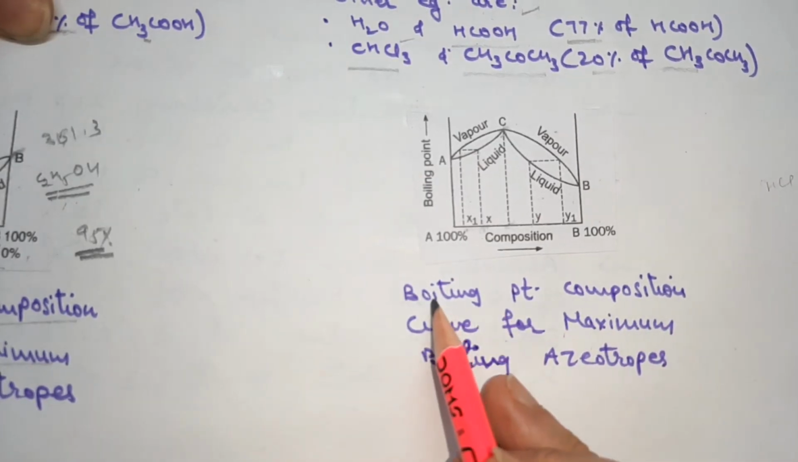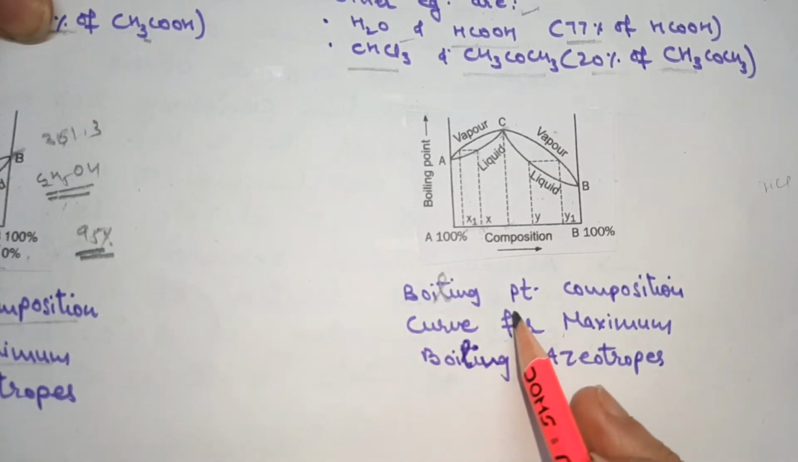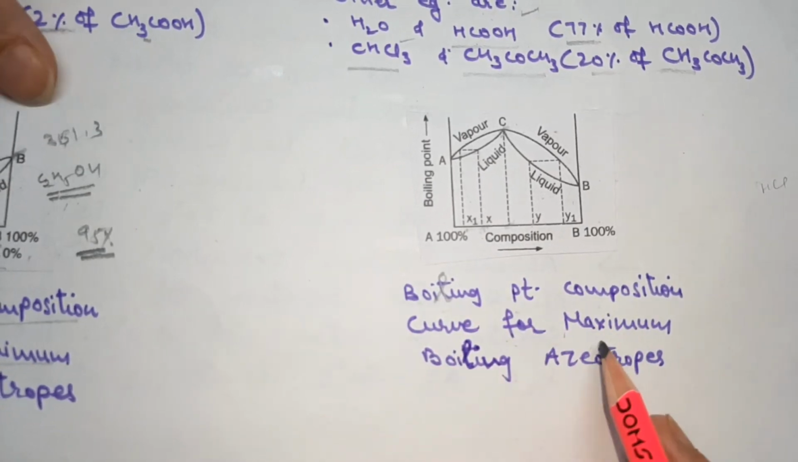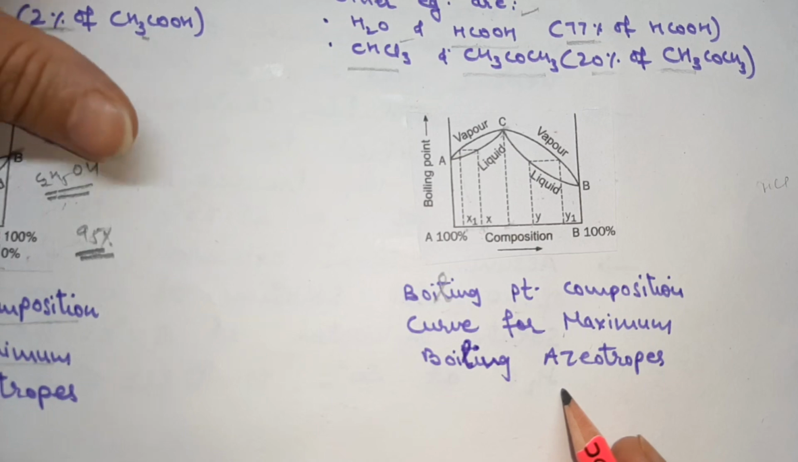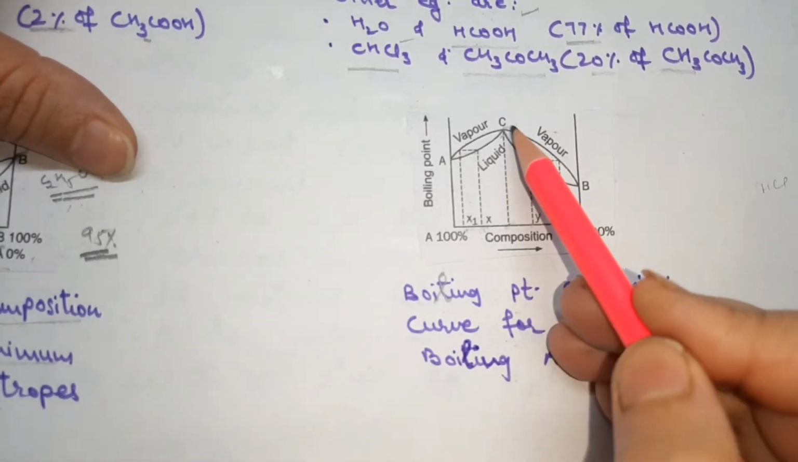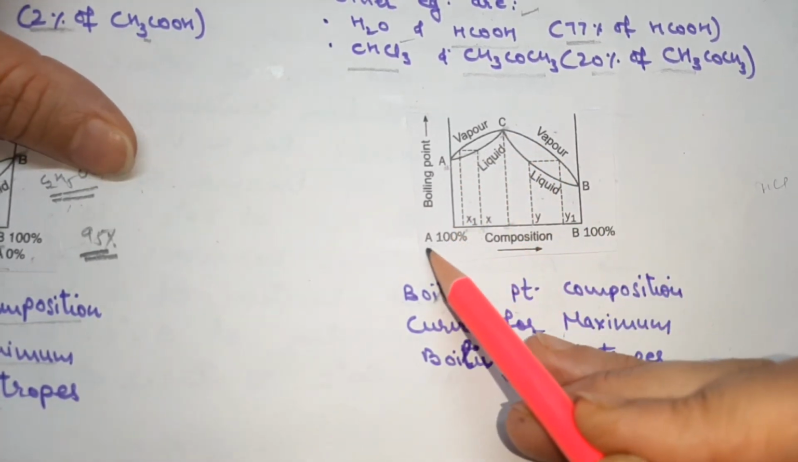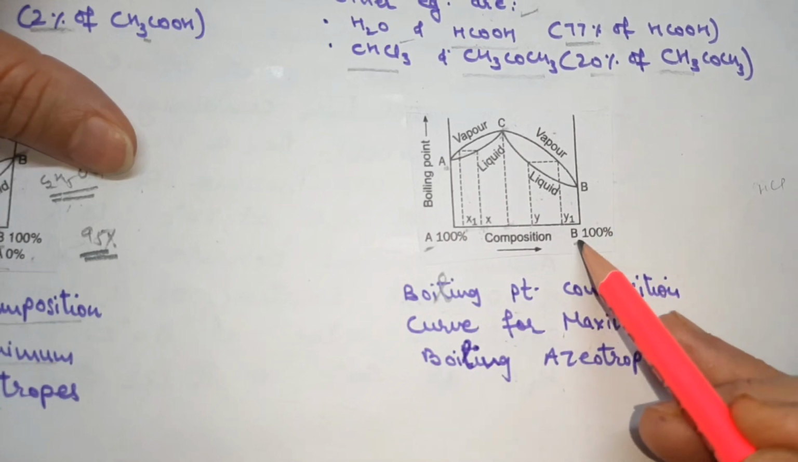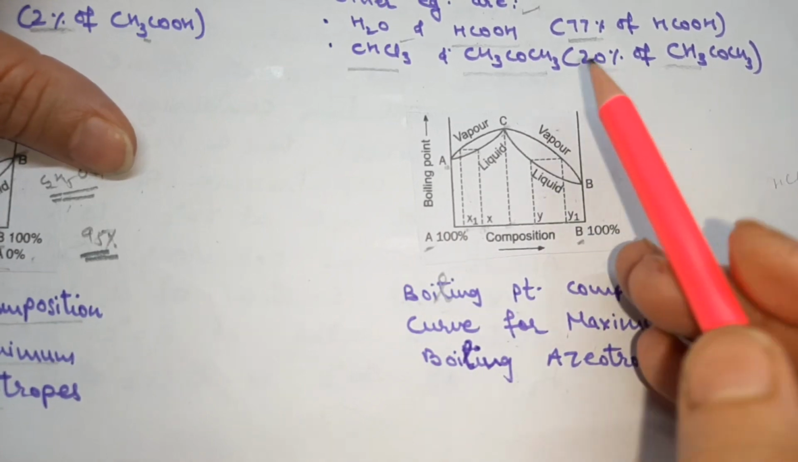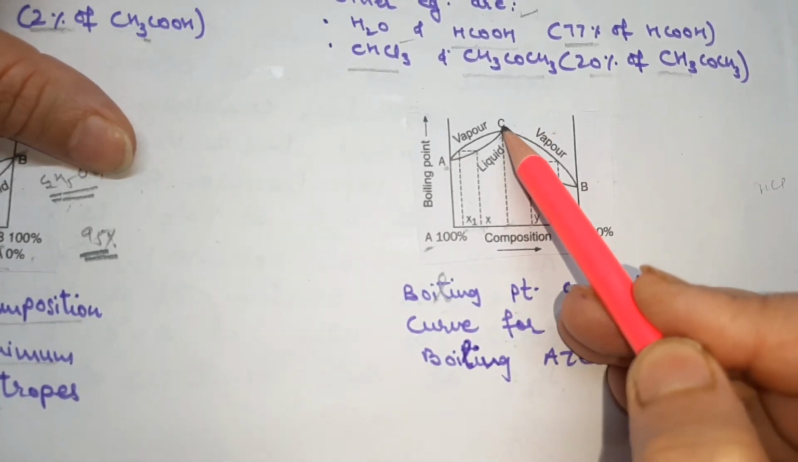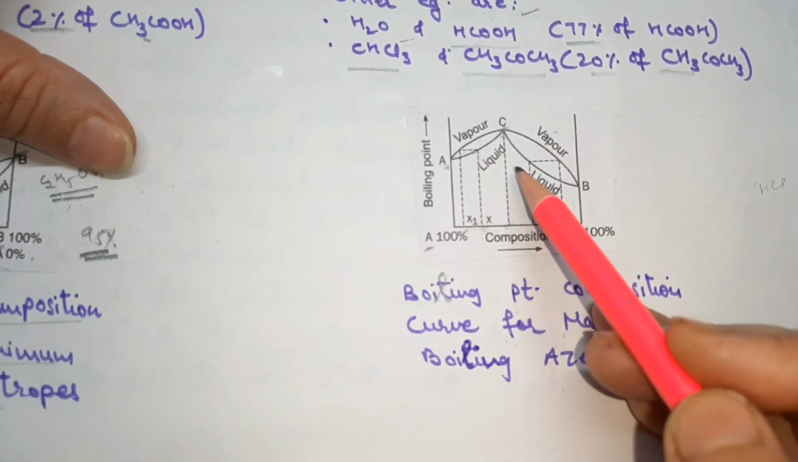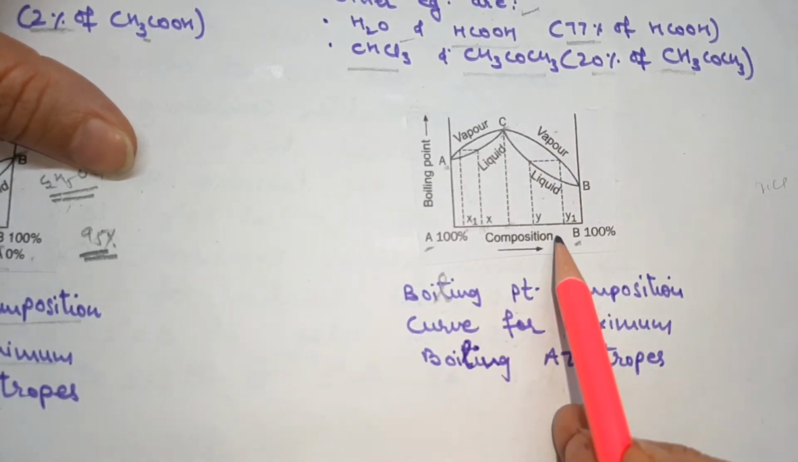In the same way, let us study the boiling point composition curve for the maximum boiling azeotropes. So see this one, A is the pure component on this side, B is the pure component on this side again. So at point C they are forming the azeotropes.